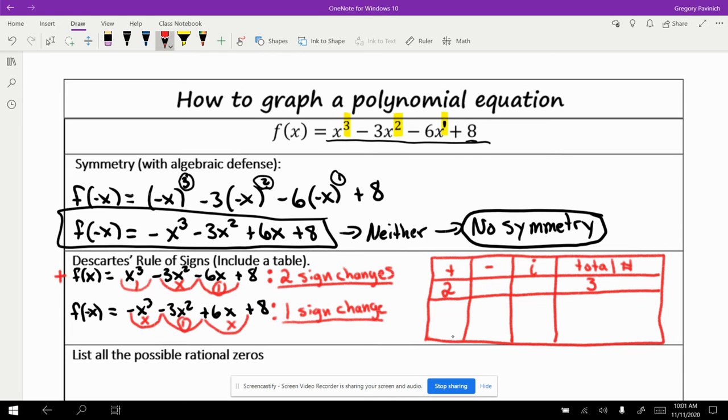On the one where we plug the negative x in, the number of sign changes is the number of possible negative x-intercepts. 1. Now notice 2 plus 1 is 3. I'm already at my total number of solutions that I'm allowed because this is a third degree. So I'm going to say, you know what? There are no complex or imaginary solutions in this first case.